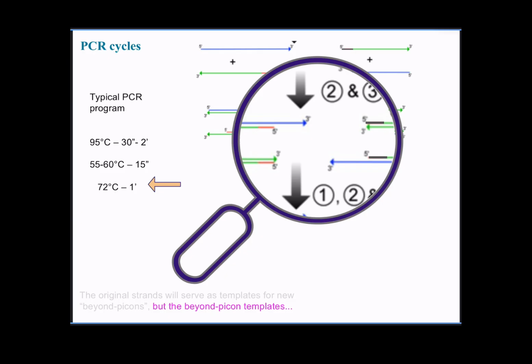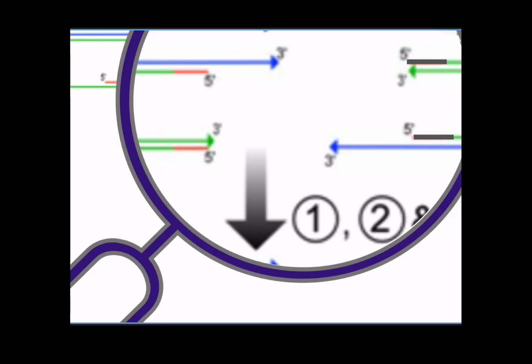But the beyond pecans that were produced in the first cycle of PCR and that are serving as templates in the second cycle are very peculiar in the sense that when the, here, I'll show you here. When the new DNA is being synthesized over a beyond pecan, there is no infinite template. The beyond pecan had a beginning where the first primer was, and when the DNA polymerase, the Taq polymerase, finds that end in the template, it just falls off.